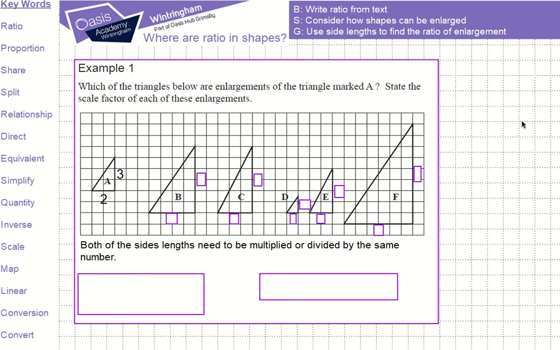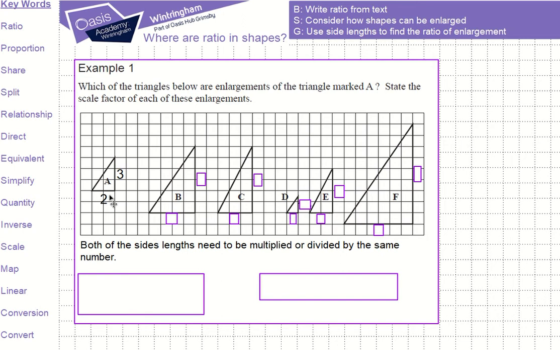Example number 1 for today. So this is where we're going to start comparing shapes using ratio. Which of the triangles below are enlargements of the triangle marked A? This triangle here. State the scale factor of each of these enlargements. So we've started with shape A, and it's got a base of 2 and a height of 3. And we need to see whether each of these other shapes are enlargements of this original shape.